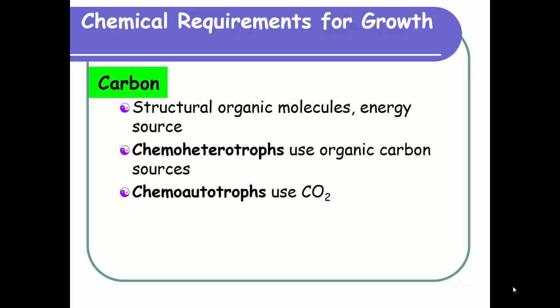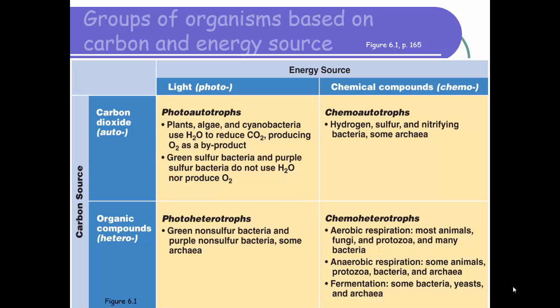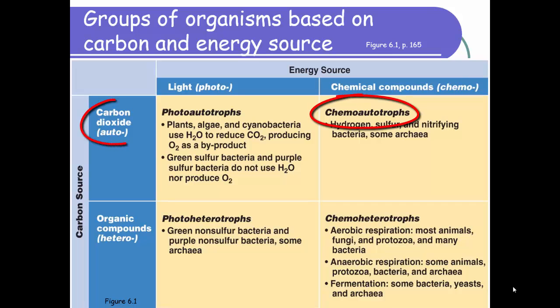Carbon plays many roles. It is found in all structural organic molecules, including carbohydrates, fats, proteins, and nucleic acids, and for many bacteria, it is an energy source. Chemoheterotrophs use organic carbon sources such as glucose, while chemoautotrophs use CO2 as their carbon source. Here's figure 6.1 on page 165 showing the phototrophs and the chemotrophs. And you can see the chemoautotrophs use carbon dioxide as their carbon source, while chemoheterotrophs use the organic compounds.